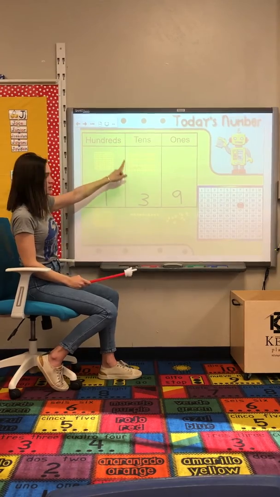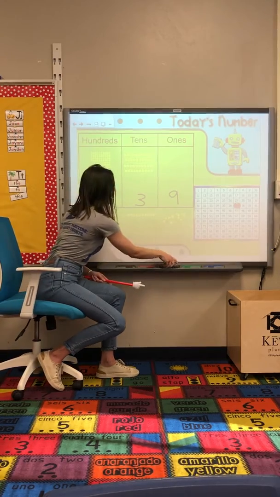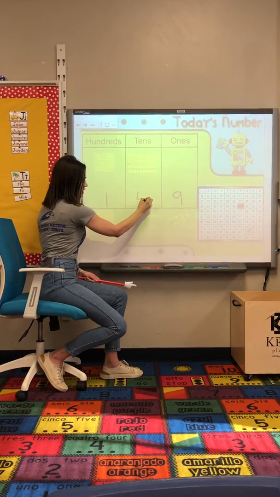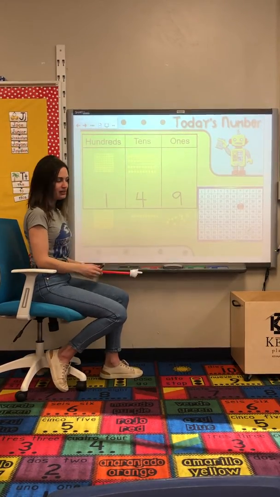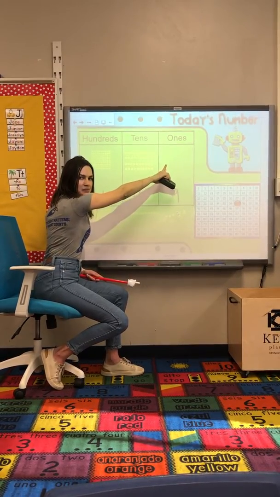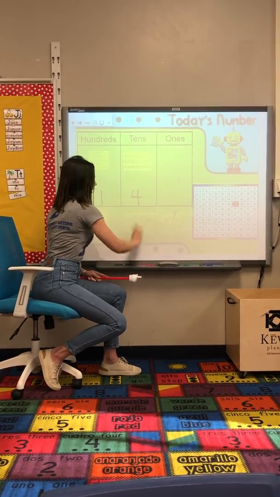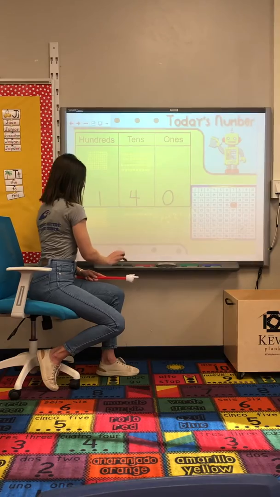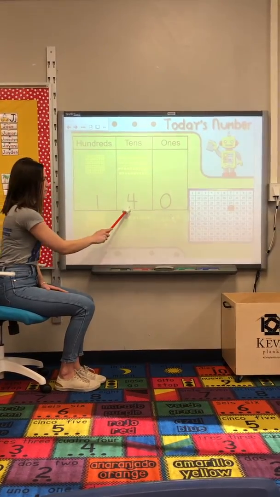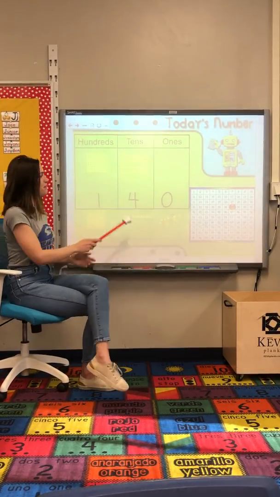So how many bars do I have here? Let's count that. 1, 2, 3, 4. So I need to change my 3 to a 4. Down, across, and down some more. That's how you make a 4. Now I don't have 9 blocks up here anymore. I have 0. So I'm going to erase my 9 and make that into a 0. So now let's read our new number. We've had 140 days of kindergarten. So let's count to 40 today.